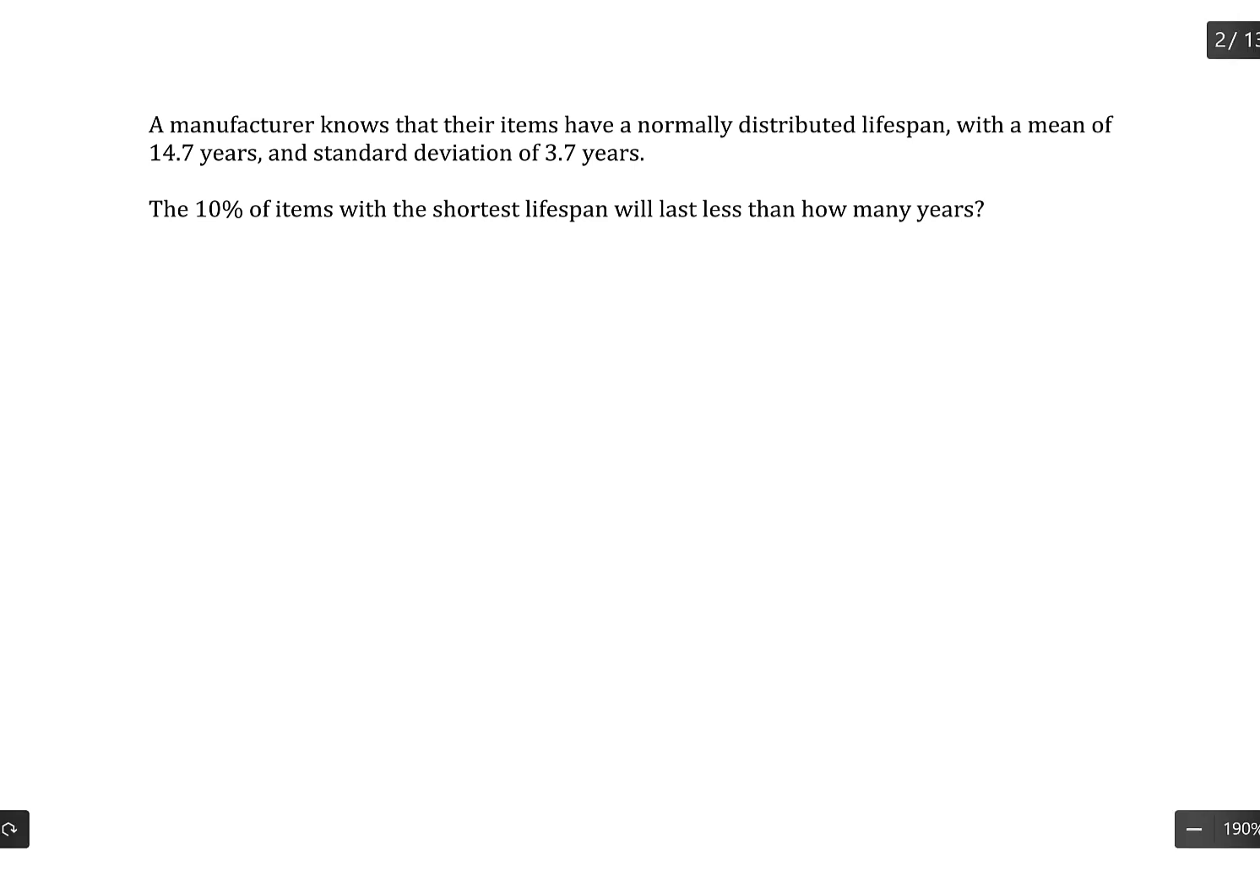Well, the first thing that I notice in this problem is that I'm told that I have a normally distributed set of data. So that right there is helping me identify that the way I'm going to solve this problem eventually is using the normal distribution in some way.